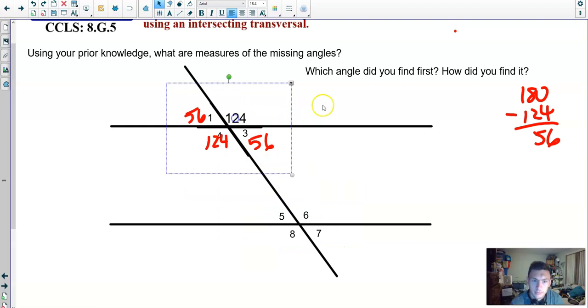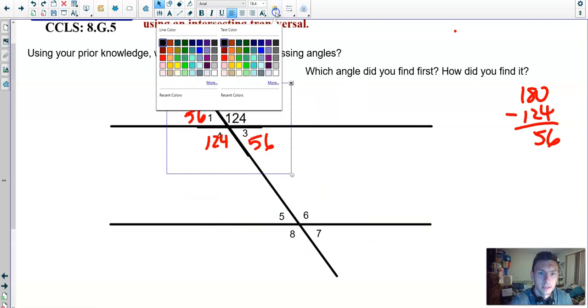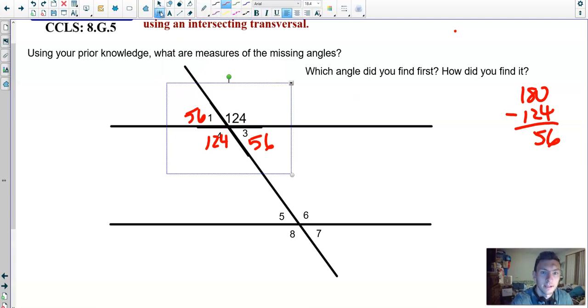So, because I have the 4 angles at the top, let me switch back to pen. That means I know the 4 angles at the bottom. So since 1 is 56, 5 is 56. Since 2 is 124, 6 is 124. Since 3 is 56, 7 is 56. Since 4 is 124, 8 is 124. So you really only need to know 2 things. Either the angles are equal or they add up to 180. So that's going to be how you find all the missing angles.